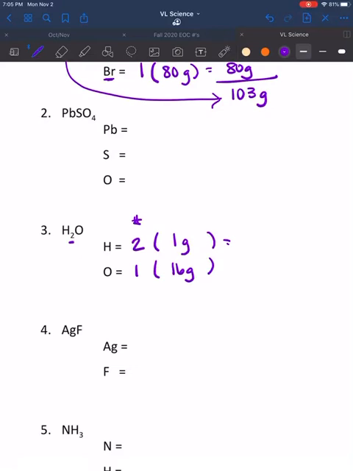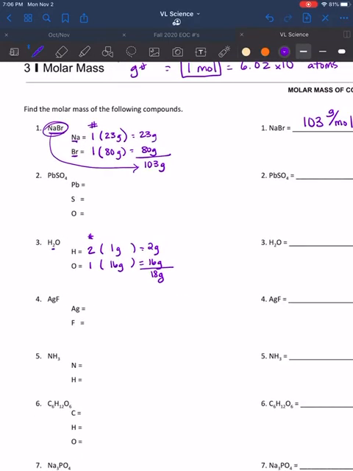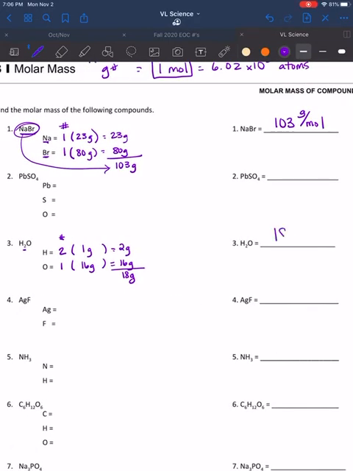But now we need to total out. There were 2 hydrogen atoms, so I have to account for the mass of both of those. So 2 times 1 is 2 grams. In water, 2 grams of every molecule is hydrogen. And then 1 times 16 gives me 16 grams. So 16 grams of every molecule of water is oxygen. That gives you a total mass of 18, making water's molar mass 18 grams per mole.